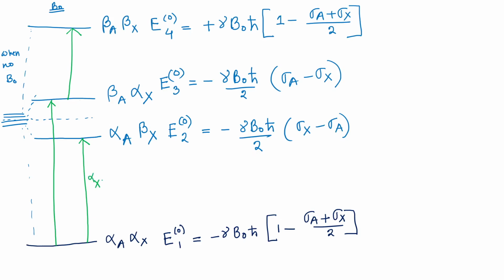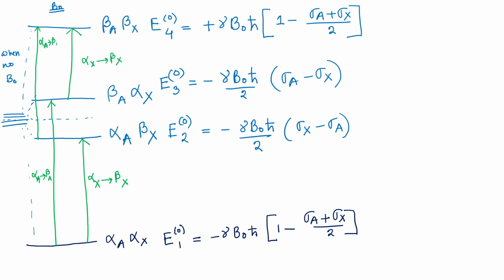Alpha x to beta x. Here we are dealing with alpha A to beta A. What about here? That is alpha x to beta x, and another one is possible, alpha A beta x to there. So here alpha A to beta A.